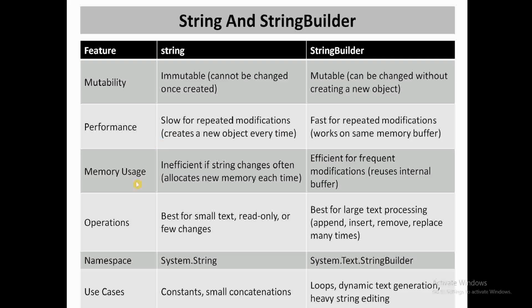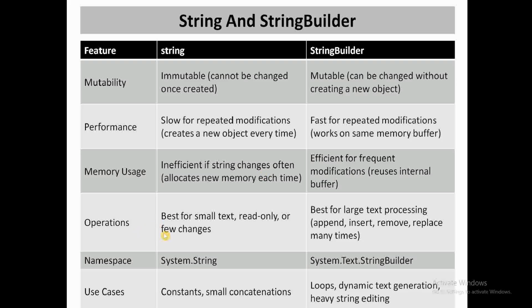Next one is memory usage. String is inefficient if it changes often, it allocates new memory each time. It is immutable, so that's why it is not good for modifications. It always creates a new object, it consumes new memory each time, so it slows down your applications. And StringBuilder is efficient for frequent modifications, it reuses an internal buffer, meaning it is good for modifications.